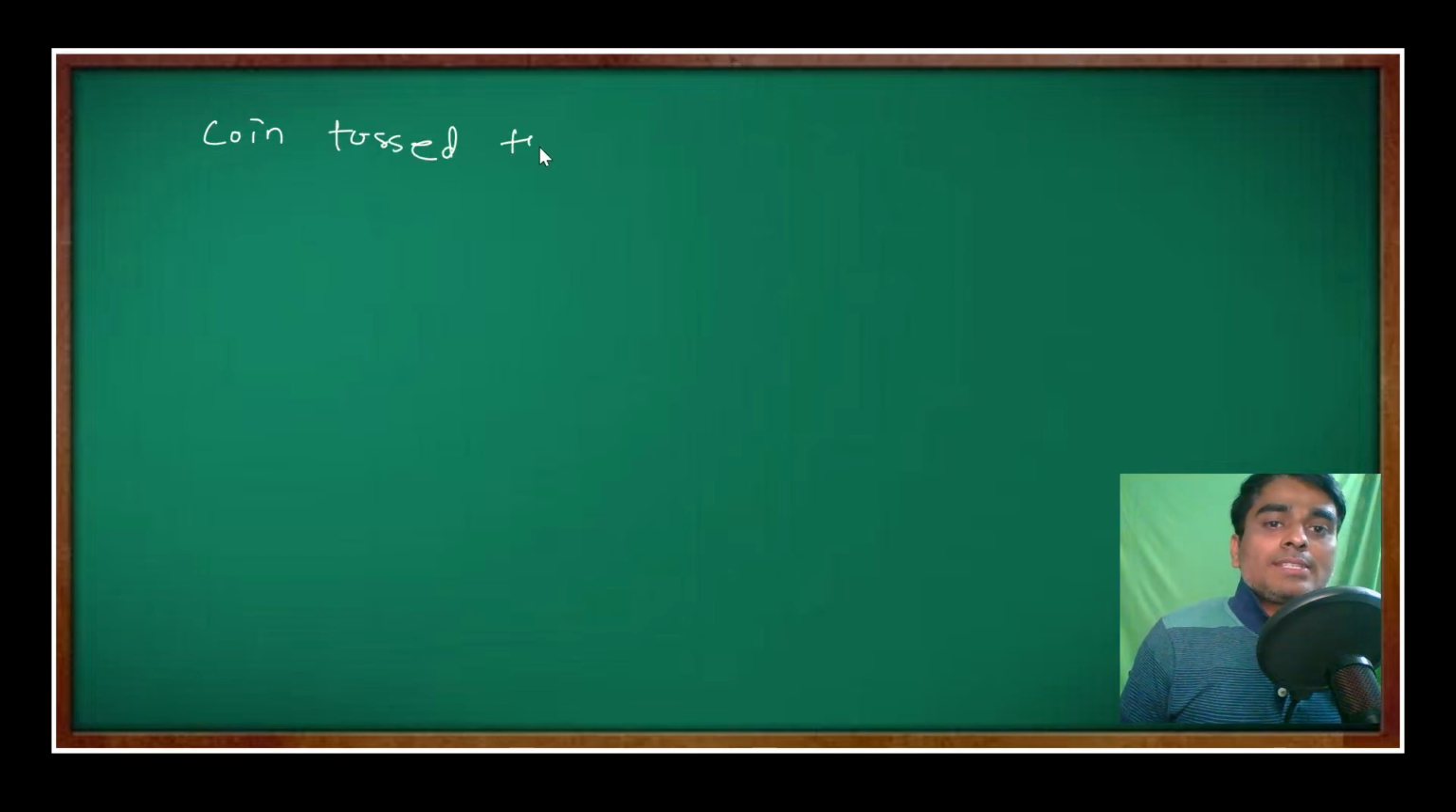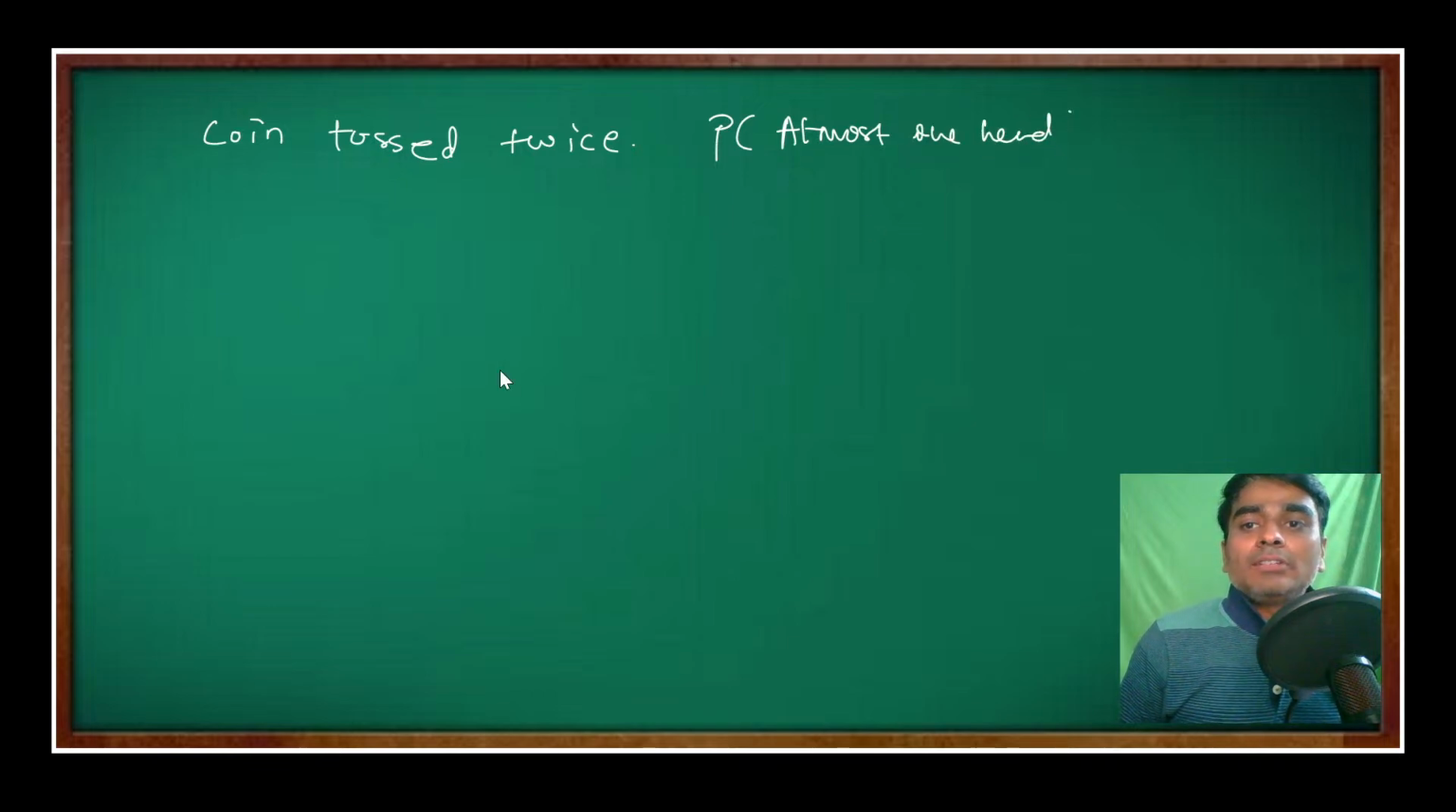If a fair coin is tossed twice, find the probability of getting at most one head. Coin tossed twice. Probability of getting at most one head. Now here students will have a confusion. So I will explain what is the meaning of at most and at least. At most means you have to go from maximum to minimum.